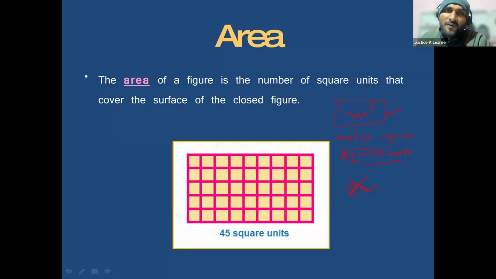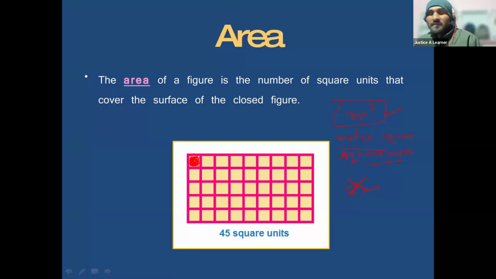So the area of a figure is the number of square units that cover the surface of the closed figure. So a square unit, do you see like this? This is the square unit. This area is being covered. This is one square unit, the area which I'm filling with red color. So likewise, we have many square units to be fitted in a shape, right?